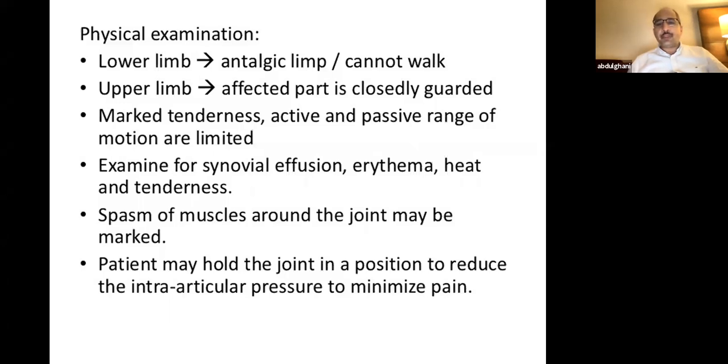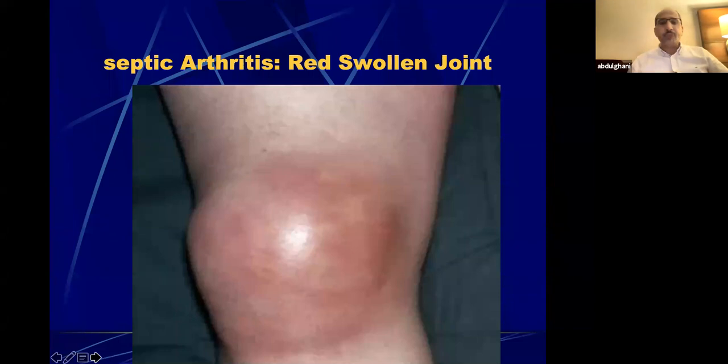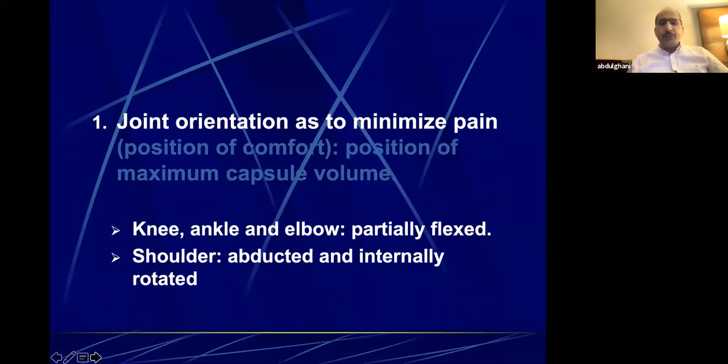On examination of the synovial joint, there will be an effusion, of course, and erythema. There is a local rise of temperature, tenderness, and spasm of the muscles around the joint, and the patient may hold the joint in a position to reduce the intraarticular pressure and minimize the pain. This is called the position of comfort. This is an example of septic arthritis, a red, hot, swollen knee joint. Position of comfort is basically the position of maximum capsule volume, where the joint can accommodate the fluid. So the patient is going to keep the joint in that orientation to minimize pain.